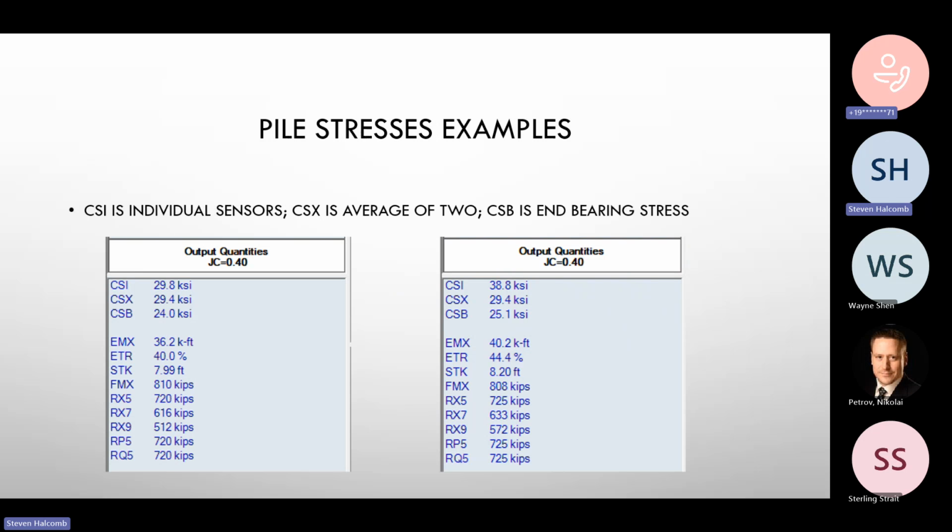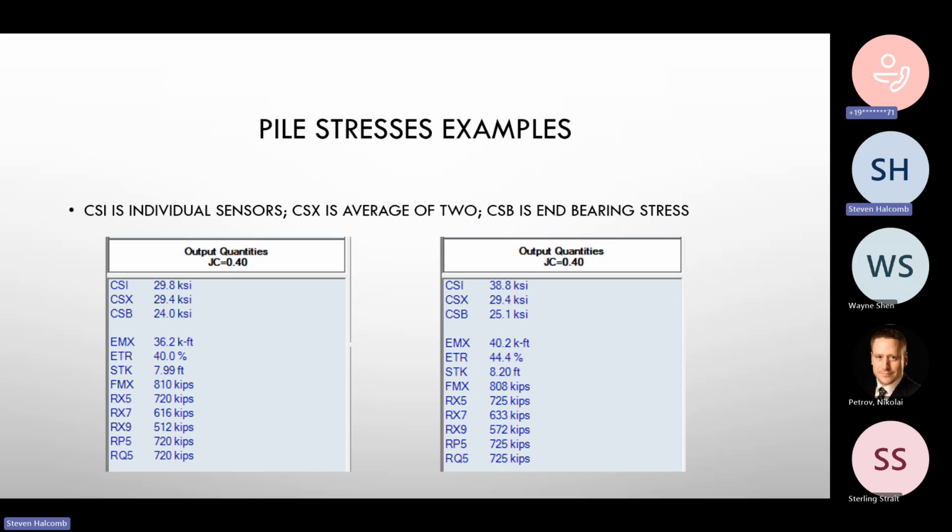So what does that look like in the field? These are screenshots that kind of come off the PDA output. We won't go into all of these here. I repeat them again later. But from the stress test standpoint, the top three are usually what we're monitoring in the field. The top one is the CSI. It's the individual sensor. It's what an individual sensor is picking up while it's driving in terms of the stresses.